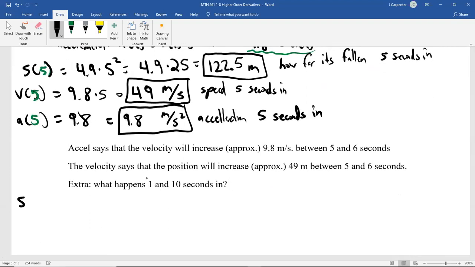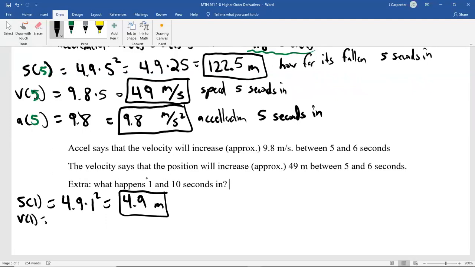So, and I'll skip the color, but S of 1, that's 4.9 times 1 squared. 1 squared is 1, so this is just 4.9 meters. So after 1 second, we have only fallen about 5 meters. I don't know why I said 4.5. But in the next 4 seconds, we fall 122. That's because our object has not been picking up speed. It hasn't been accelerating very long.